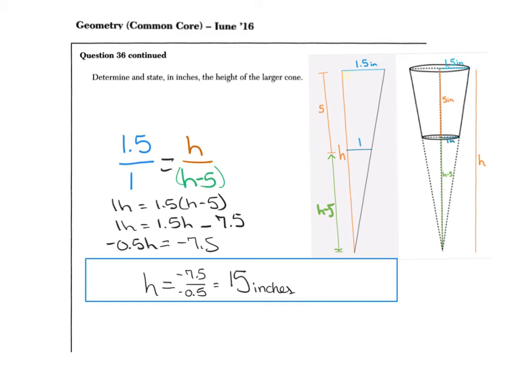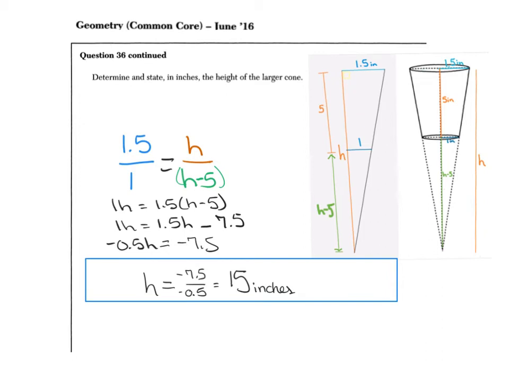One way to set up the proportion is to say 1.5 is to 1 as h is to h minus 5. It could have also been set up as 1.5 over h is equal to 1 over h minus 5. Cross multiplying in either proportion will lead you to 1h equals 1.5 times the quantity h minus 5. Once we distribute the 1.5 through, we'll have 1.5h minus 7.5.